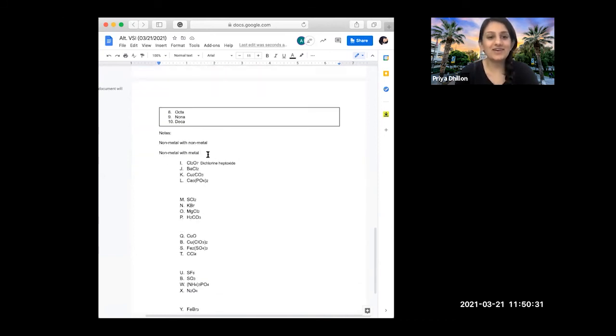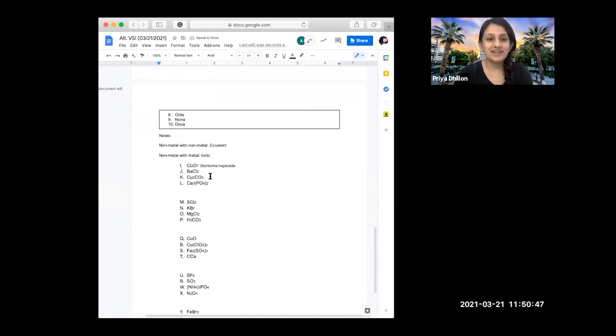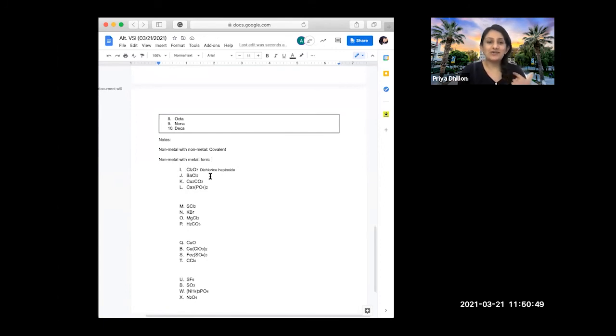See, you answer your own question. Good job. Basically, when you have non-metal with non-metal, it's going to be covalent. And when you have non-metal with metal, then it's ionic. See, magic. You're asking your questions and I'm redirecting back to you guys and you're answering your own questions. That's good. We'll be independent learners by the end of the semester.